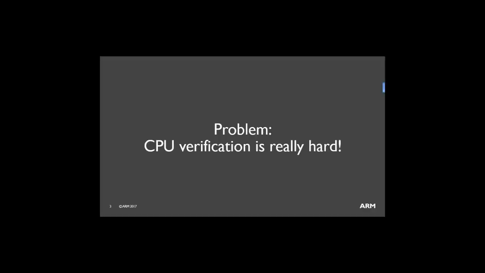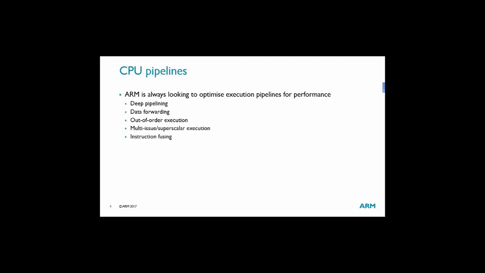So to get going, the problem: CPU verification is really hard. Our job is a difficult one. The CPU pipelines that we build at ARM, our designers are constantly coming up with new techniques to optimize performance. This includes all these kinds of things appearing behind me, crazy design techniques to try and enhance the performance, instructions per clock, of our processors. And this is great. It ends up with ARM shipping best-in-class performance cores across the board.